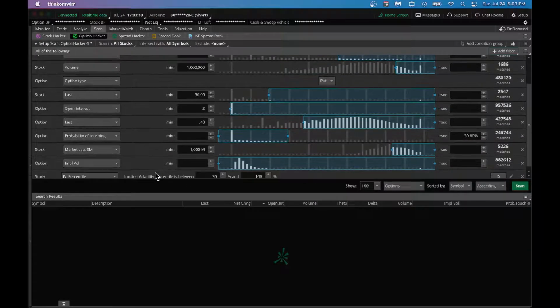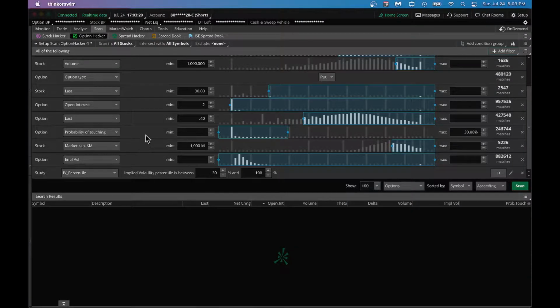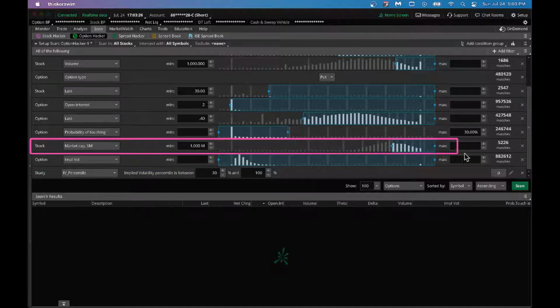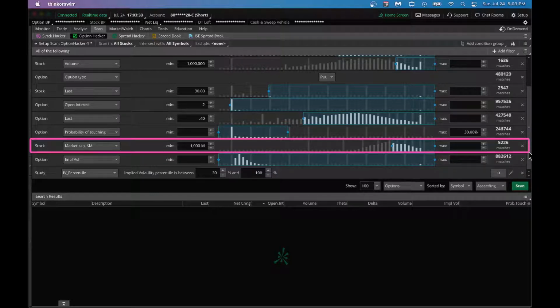All right, so we got a few more here. As you can see here, we're in the probability of touch. Then I got here market cap. Look, I've got here market cap more than $1 billion. I want to make sure the stocks I'm looking at are really stable stocks. I don't want them to go out of business. That's why I just put minimum 1 million, because volatility is super high in the very low cap stocks.